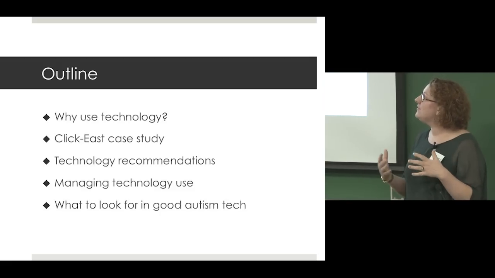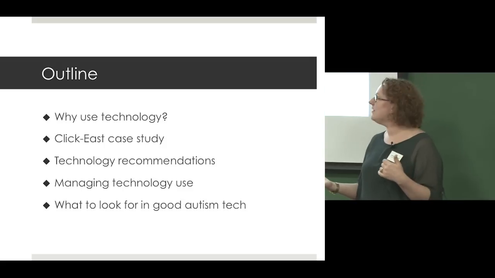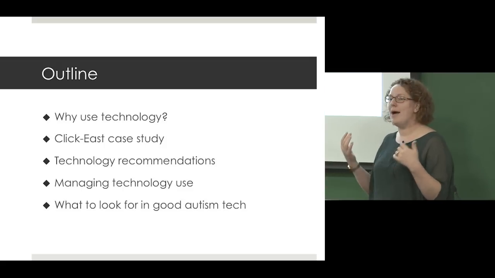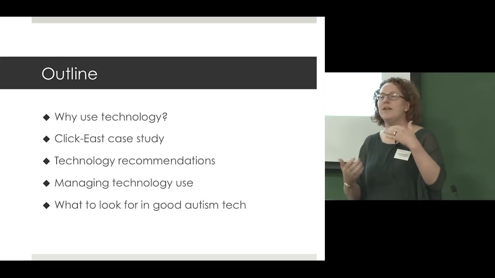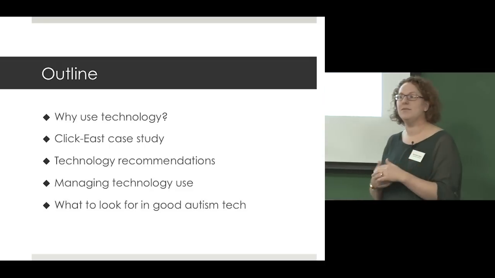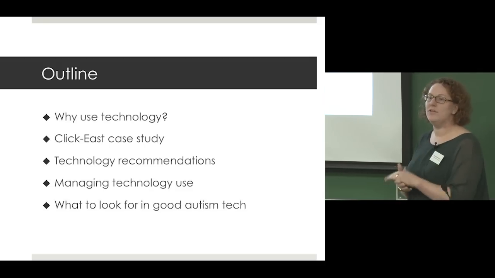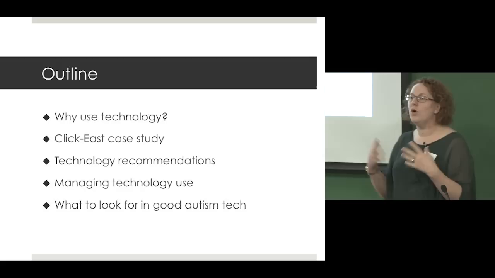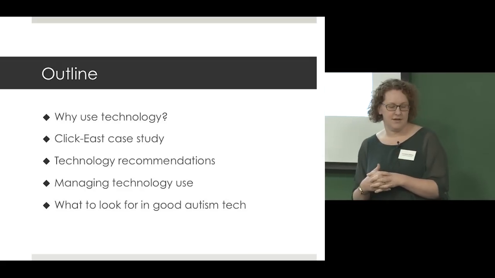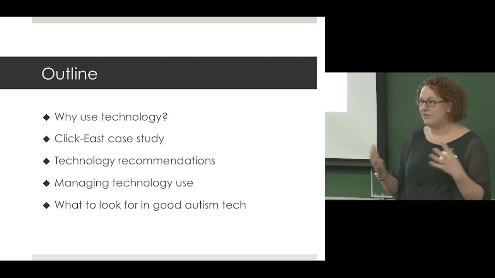Then I'll try and move on to some quite practical recommendations about technology and about managing technology use. There are a lot of concerns around the presence of repetitive and obsessive behaviours among people with autism that might come to the fore when you're thinking about using technology, and finish with some tips of what to look for in good technology for autism, and then questions at the end.